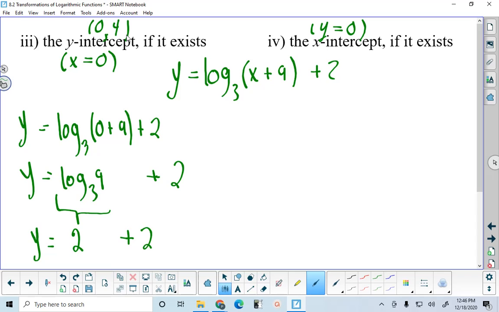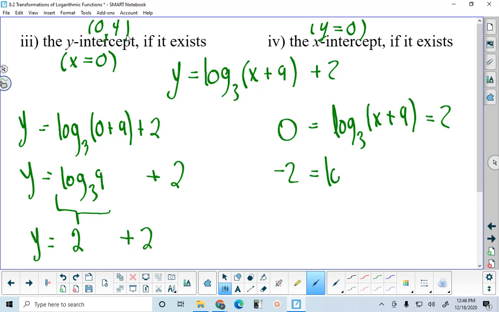Okay, the x-intercept we let y equal to 0. So we have log base 3 of x plus 9 equals 2. I'm going to subtract 2 from both sides. And now, how do you go about finding x?